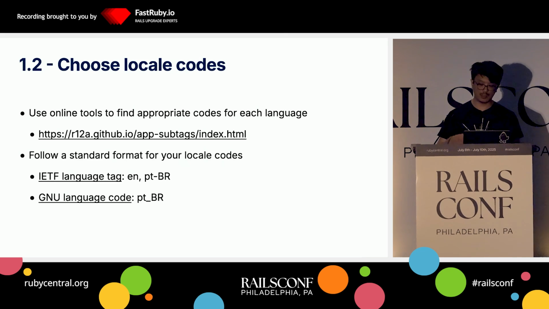There are also a few different formats for your locale codes that you can follow. But if you're unsure, or if it doesn't really matter to you, I recommend sticking with the IETF language tag format, which uses dashes here. This is the one that Rails uses internally, and it's the one that's used by all the gems that I'm going to mention today.